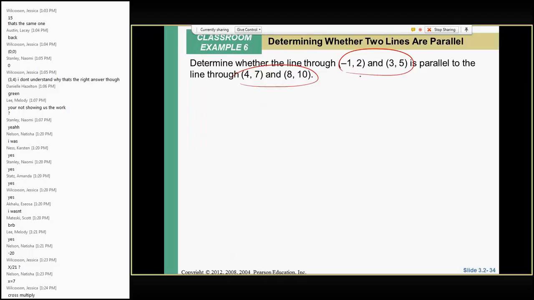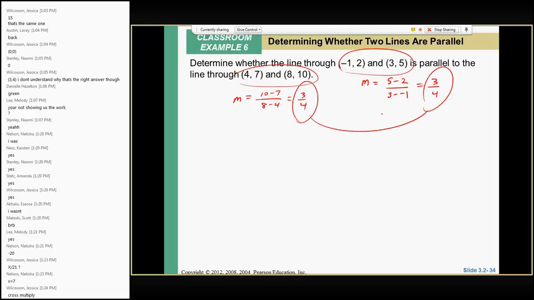So what I would do is figure out the slope of this one, 5 minus 2 over 3 minus a -1. So you get 3 over 4. Be careful you're not doing that too fast. And the slope of this one, 10 minus 7 over 8 minus 4, which is 3/4. Because they are equal, same slope means the lines are parallel. So yes, they are parallel because they have the same slope.